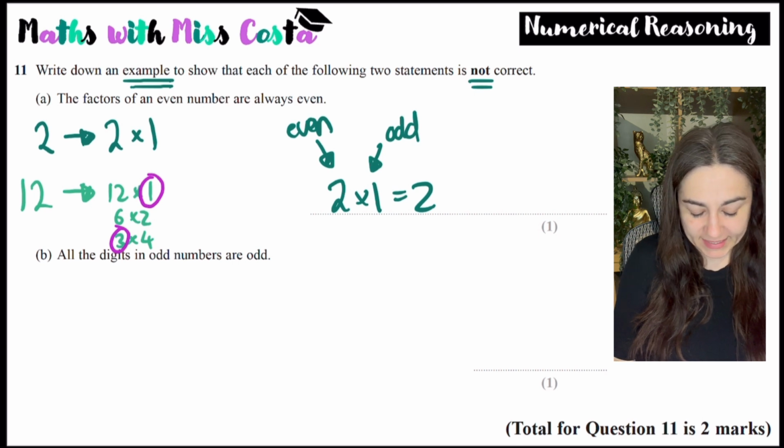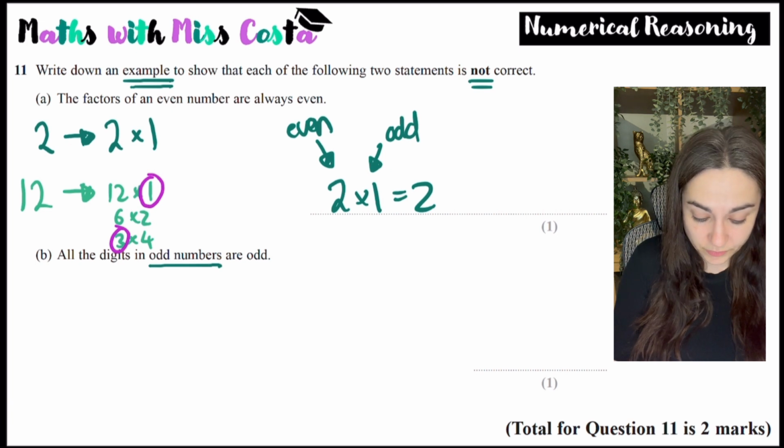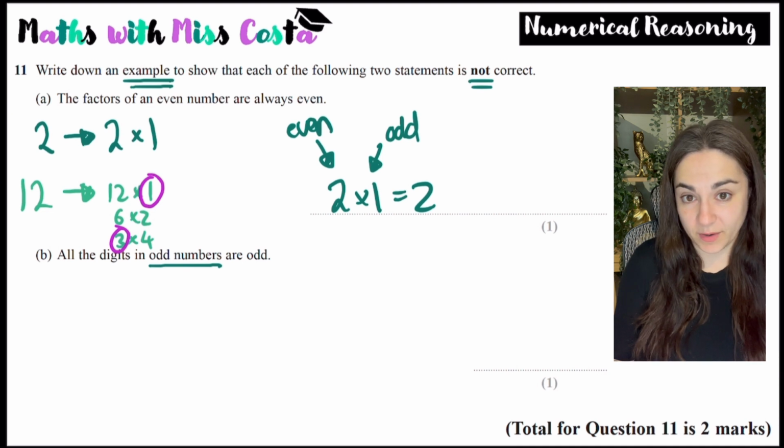Then for the second statement, it says all the digits in odd numbers are odd. So just pick an odd number. And I'm trying to show this is not correct, i.e. that there's even numbers in the odd number.